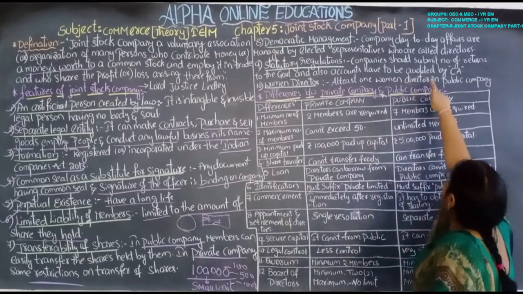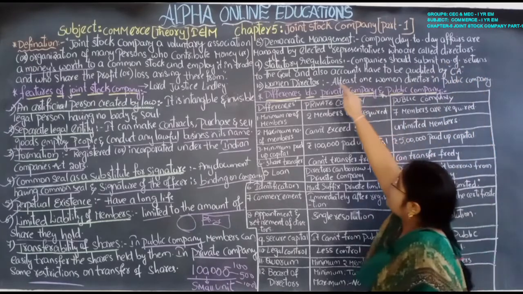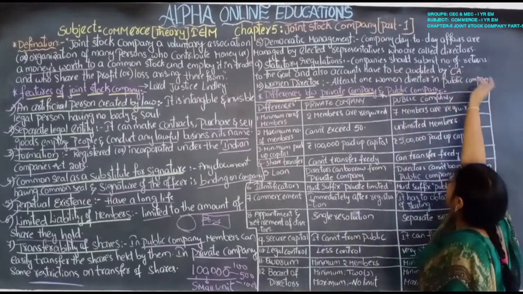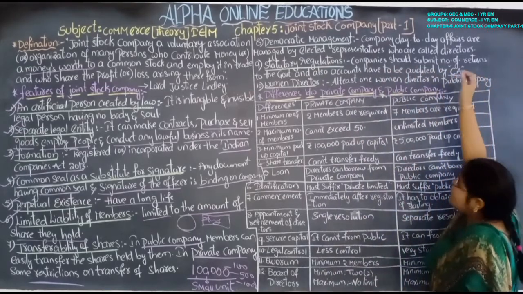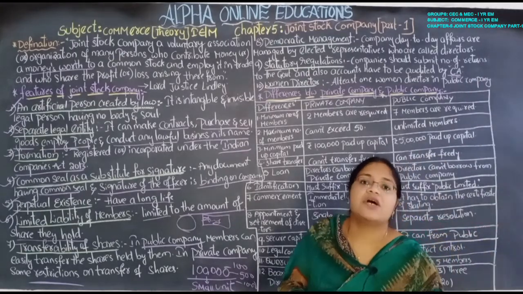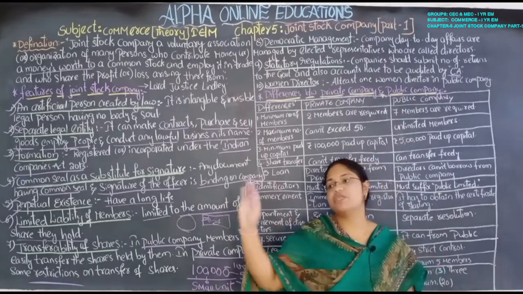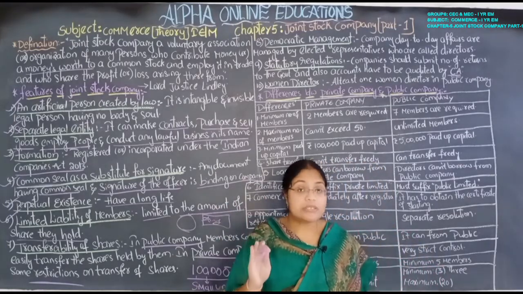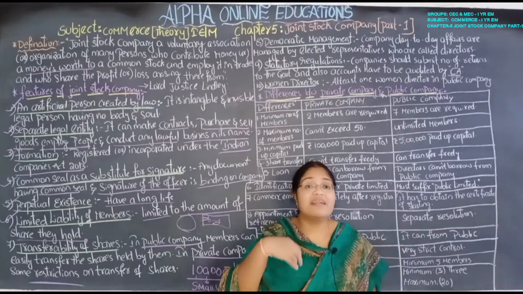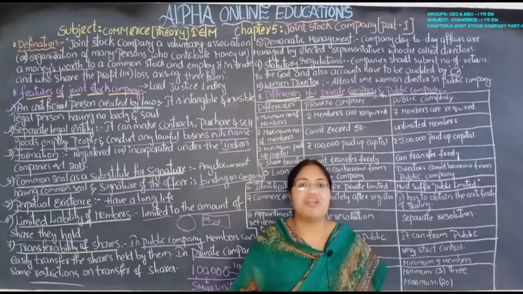Next, statutory regulations. Companies should submit a number of returns to the government, and also accounts have to be audited by a CA, which means chartered accountant. The company, whether it is a private company or a government company, has to submit necessary documents to the government, and the accounts which they have prepared have to get audited by a chartered accountant.